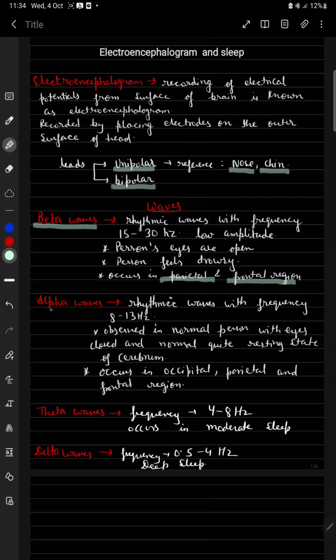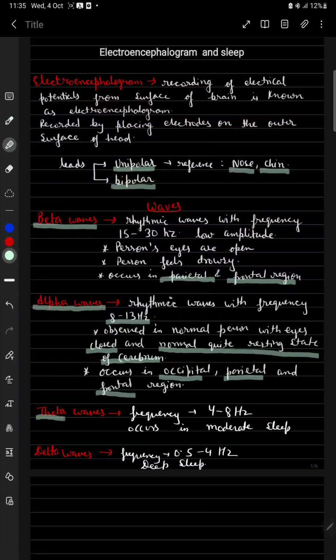Now, the second type of wave is alpha waves. These are also rhythmic waves with frequency 8 to 13 Hz. They are observed in a normal person with eyes closed and the normal quiet resting state of cerebrum. Means the person is in resting state. His cerebrum is in resting state. His eyes are closed. These occur in occipital, parietal and frontal region.